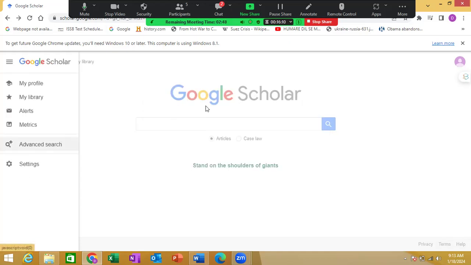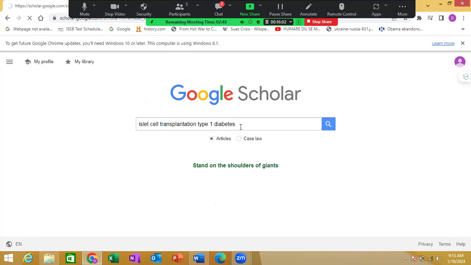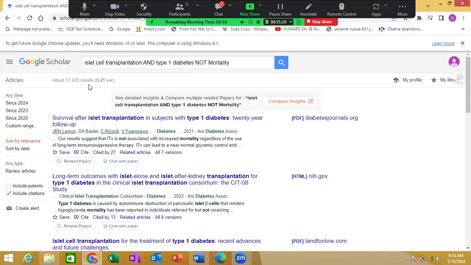In basic Google Scholar, you can search with similar Boolean operators to what we did in PubMed: eyelid transplantation and type 1 diabetes. But if I separate eyelid transplantation with AND type 1 diabetes and NOT mortality, it will give you results. I said that Google Scholar is not specific, so it will give you millions of results.